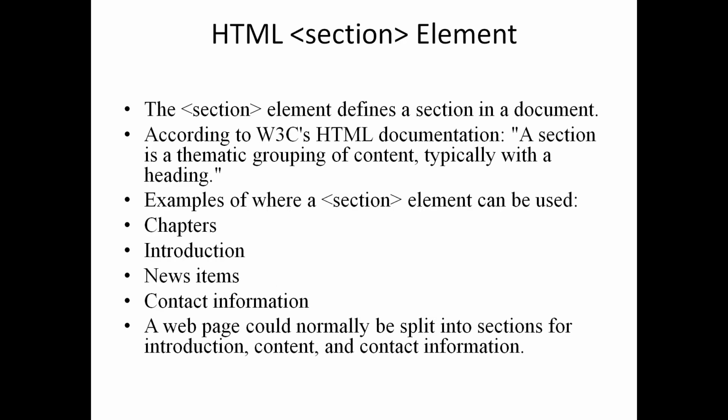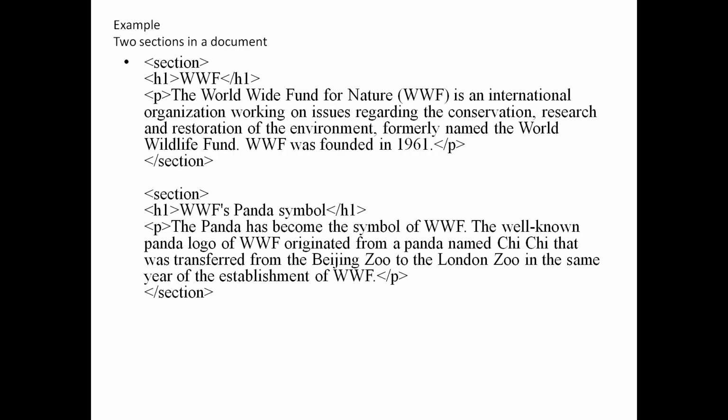Here is the structure of the semantics. From this, the section element defines a section in the document. According to W3C's HTML documentation, a section is a thematic group of content, typically with a heading. Here are examples where section elements can be used: chapters, introduction, news items, and contact information. A web page could normally be split into sections for introduction, content, and the information.